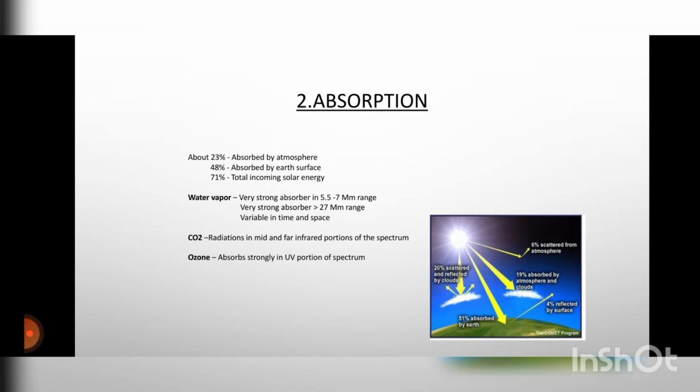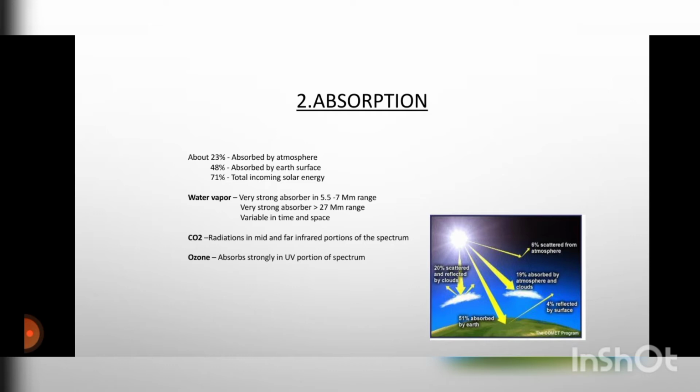There are primary gases that are responsible for the majority of the atmospheric absorption of energy. Water vapor is a very strong absorber in the 5.5 to 7 micrometer range and a very strong absorber at greater than 27 micrometers, and it is variable in time and space. That is, the water vapor in the atmosphere is variable in time and space. This means that the absorption rate may vary depending on the location and the time of the day and year.